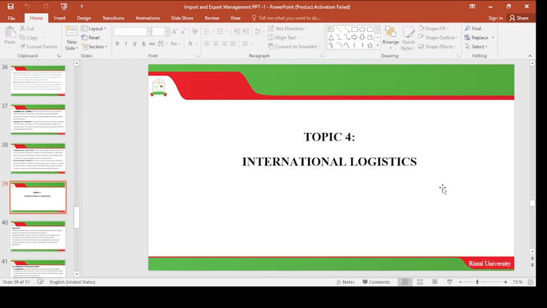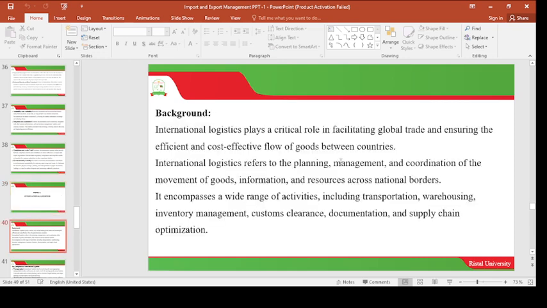And today we are going to look at international logistics as our topic 4 in import and export management. At the end of this session, you will be able to understand the term international logistics and the key aspects of international logistics. So let's go straight to our topic of today and look at international logistics.